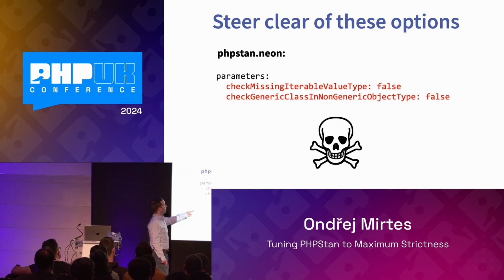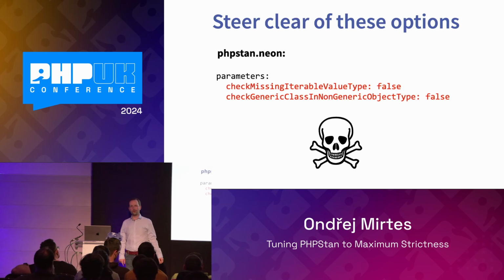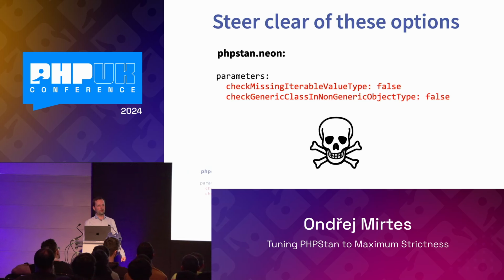Okay, and I would recommend you to steer clear of these two options. So these options, when set to false, make level 6 a little bit easier to finish, a little bit easier to get to 0 errors on level 6, and they are about requiring type hints in fewer places. So if you really want stricter analysis, you shouldn't use these options because it might hide some bugs for you.